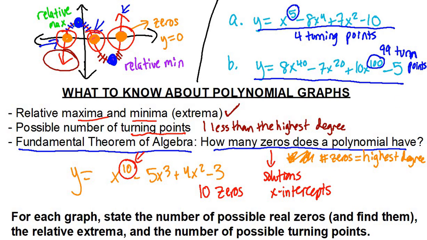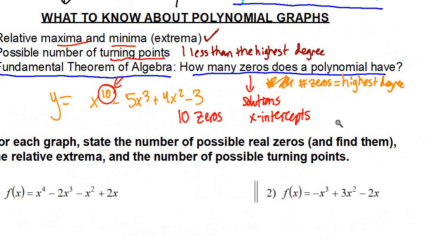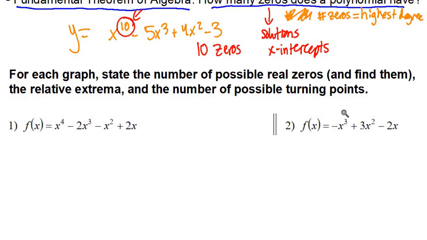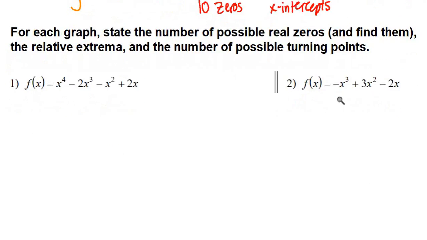So with those things in mind, let's try both of these. We'll do the first together, and I encourage you to pause at any point where you feel like you could proceed and try to do the rest by yourself. Here's what it asks us to do. It says for each graph state the number of possible zeros, and then we have to find them. And secondly, find the relative extreme points, the max and the min, and the number of possible turning points. So before we graph, let's answer some of these.